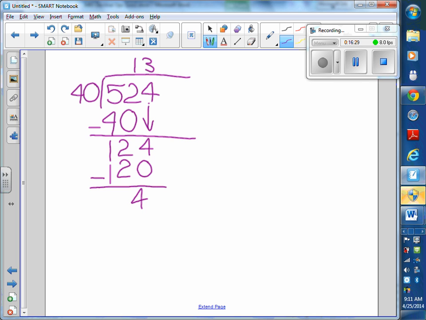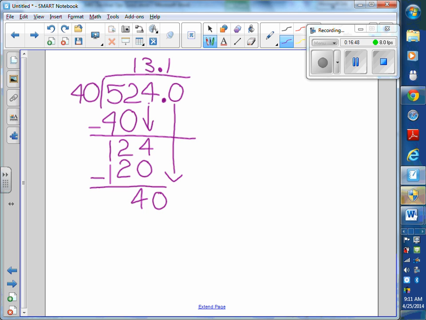Yeah. And so 40 doesn't go into 4, so I'm going to put a decimal and bring the 0 down. So I have to put a decimal here. And now 40 goes into 40 one time.